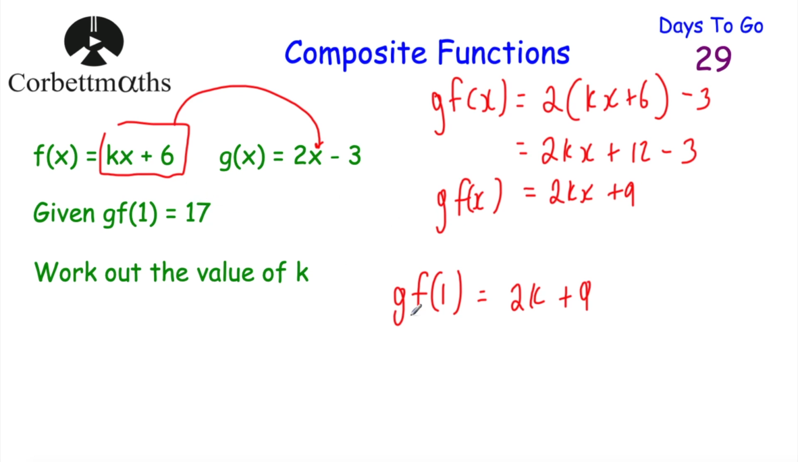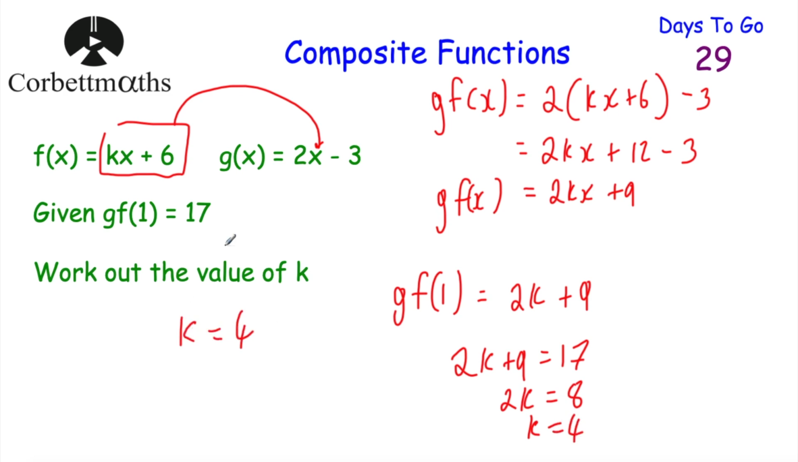But we're told that's equal to 17. So 2k plus 9 is equal to 17. Take away 9 from both sides, gives us 2k equals 8, and then that means that k equals 4. So k equals 4, and we've done it. We've found what k is, 4. And if you got that, well done.